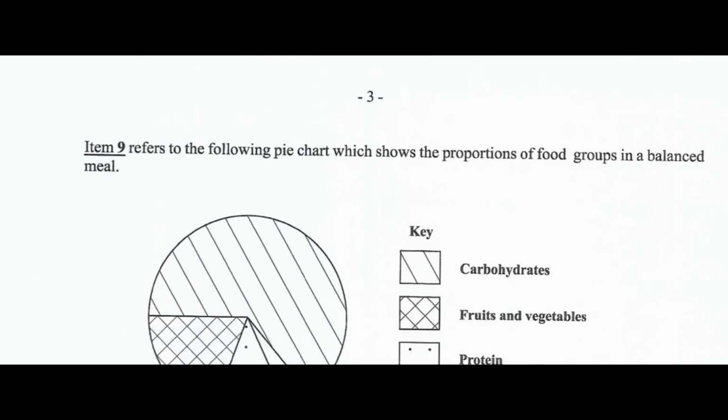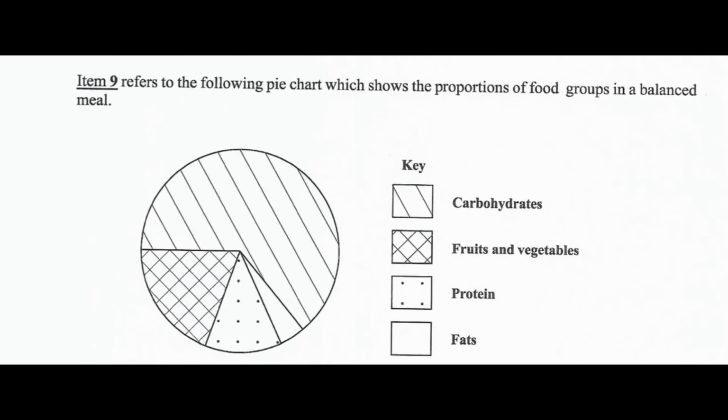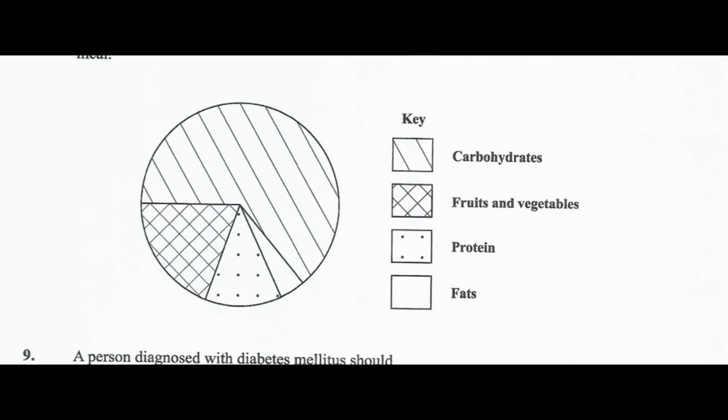Yep. So item 9 refers to the following pie chart, which shows the proportions of food groups in a balanced diet. View your key first, so identify where everything is. So that's the carbohydrates, your fruits and vegetables, fats right here, and proteins right here.